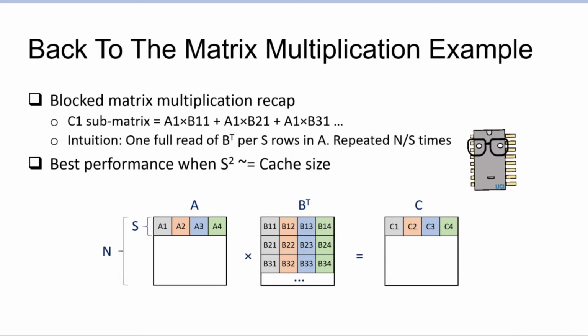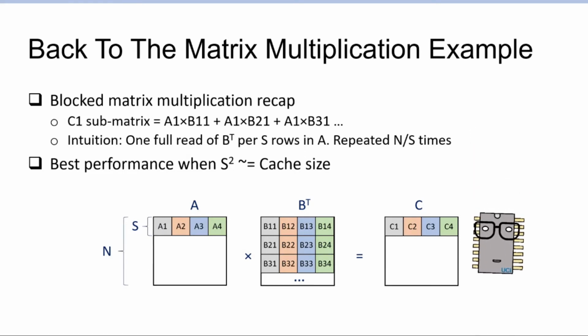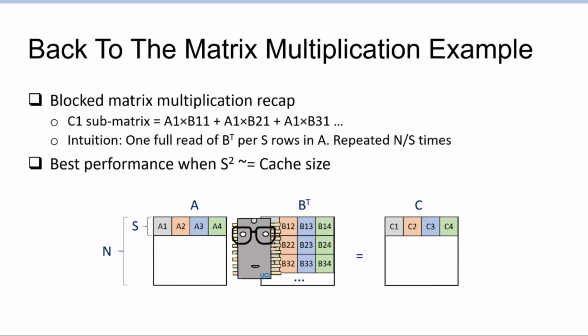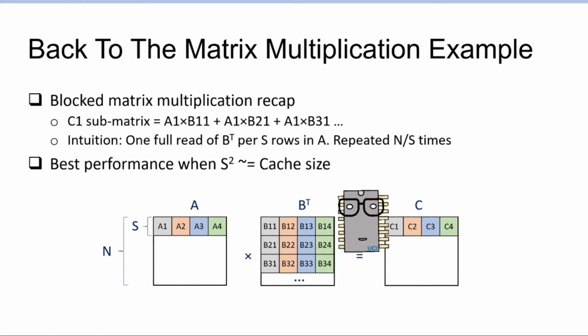one full read of the B matrix results in S rows in C, and also reading S rows in A, meaning that because we need to scan over A a total of N divided by S times, the total number of times you have to scan through B also becomes N divided by S times, which is much, much better than having to do it N times. And that was the recap.